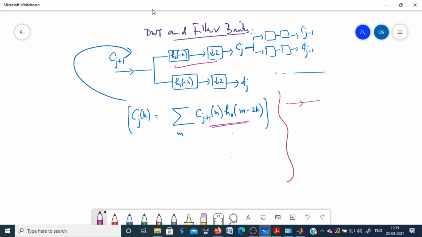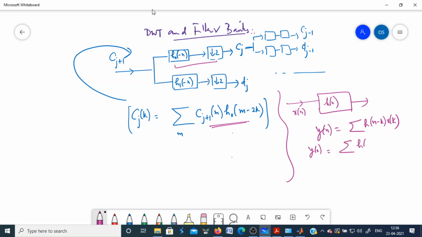When you have simple convolution, you pass a sequence x of n through some linear time invariant filter having impulse response h of n. You get an output which is equal to summation of h of n minus k into x of k. This is y of n. So how do we compute the samples? You compute y0 as summation of h of minus k into x of k, then y1 as summation of h of 1 minus k into x of k, and so on.